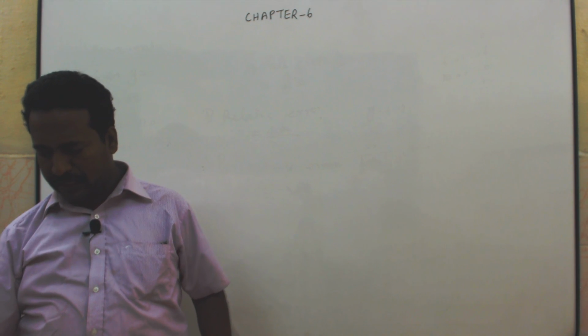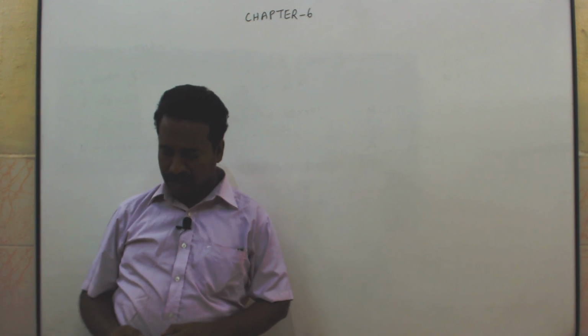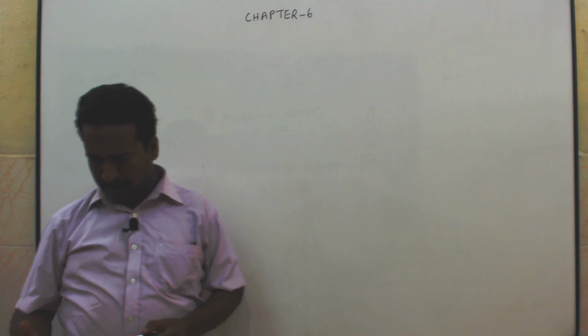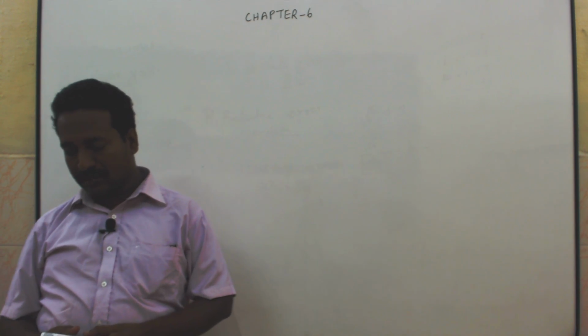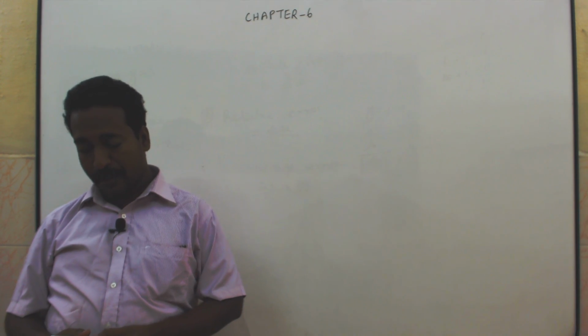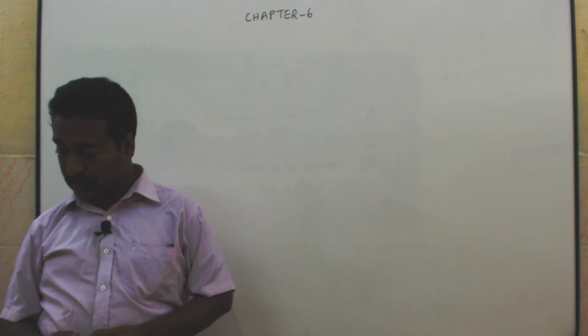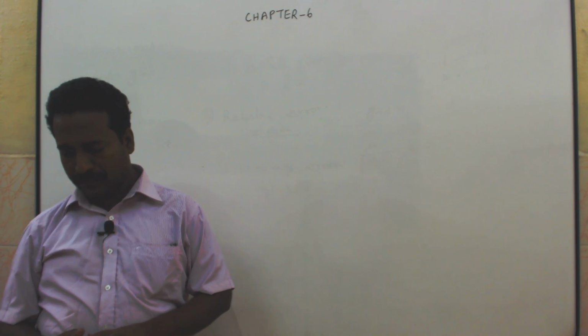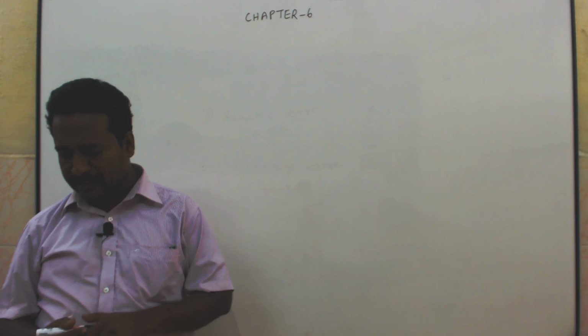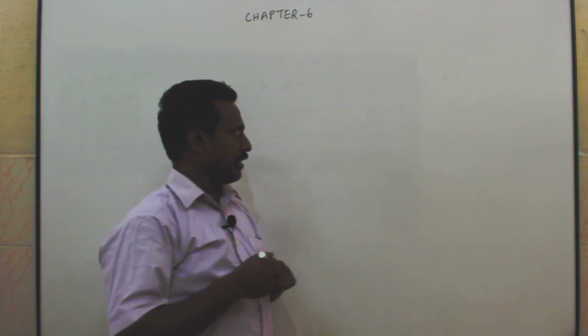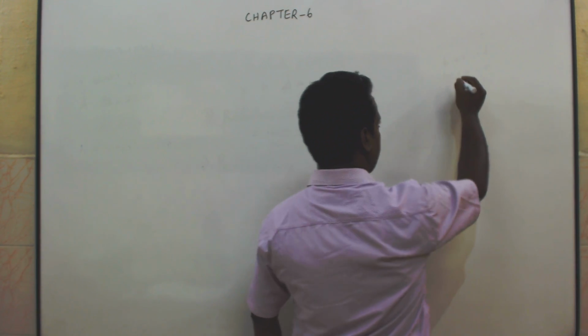First, question number 1 in exercise number 6.1. Most probably the question number 1 and 2 they will not ask as a 6 mark question, maybe a 3 mark question or 1 mark questions. First one, find the differentials of the function given y is equal to x power 5.